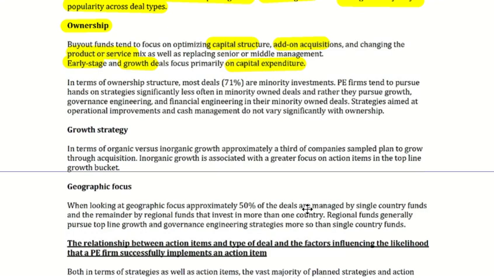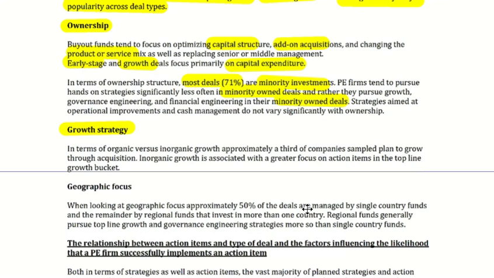In terms of ownership structure, most deals, in fact 71% according to the article, are minority investments. Private equity firms pursue hands-on strategies significantly less often in minority-owned deals, and they pursue growth, governance engineering, and financial engineering in their minority-owned deals. Okay, look at growth strategy.